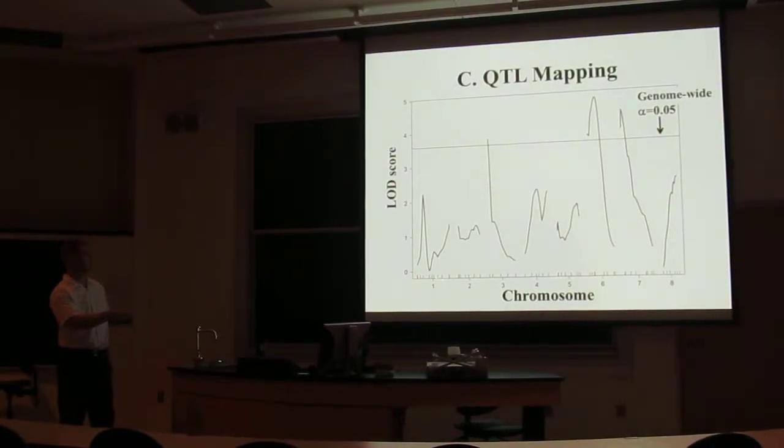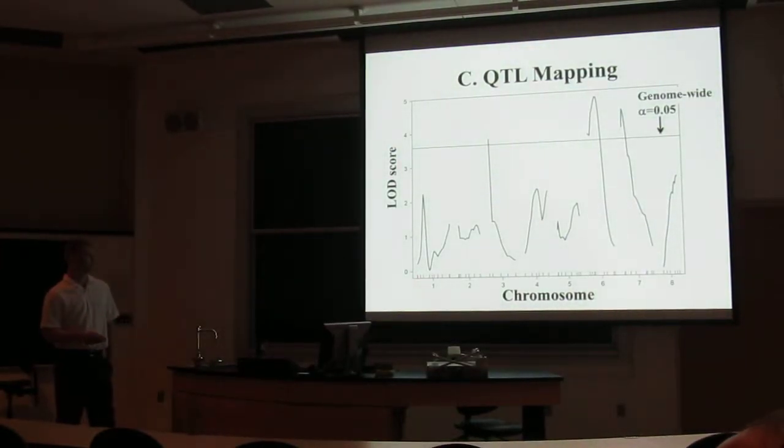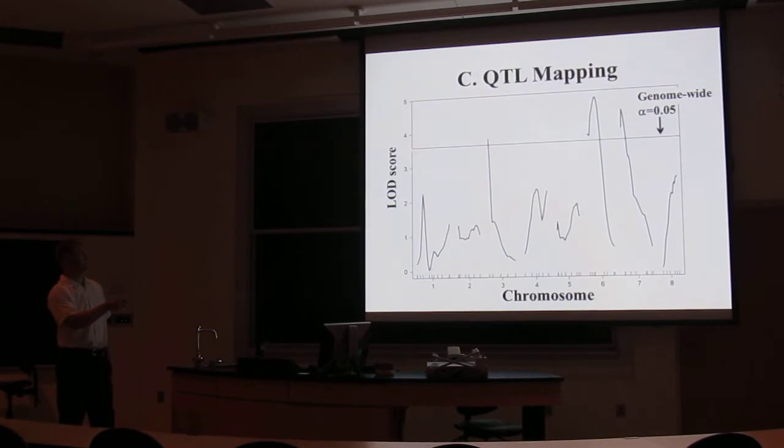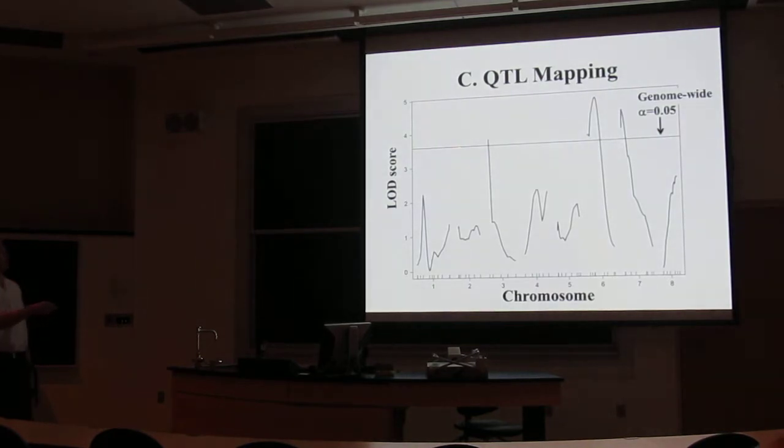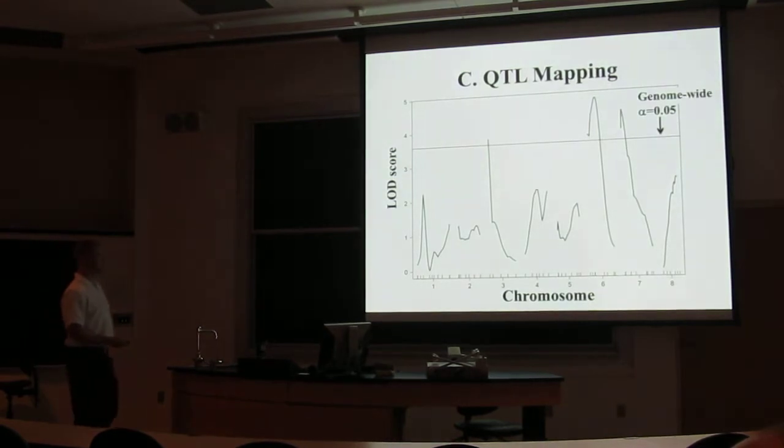the genomic marker location shown here. This line represents the genome-wide significance level of alpha equals 0.05. And you can see that there are 3 regions on 3 different chromosomes that influence the trait in this scan.